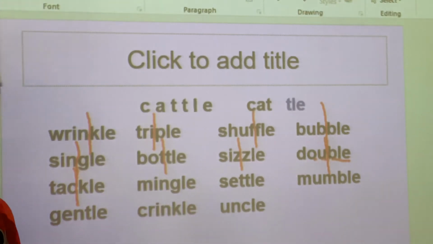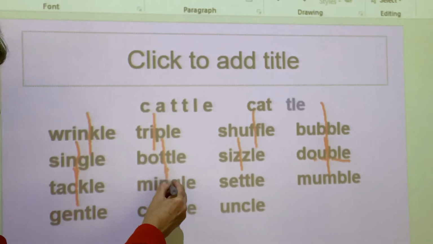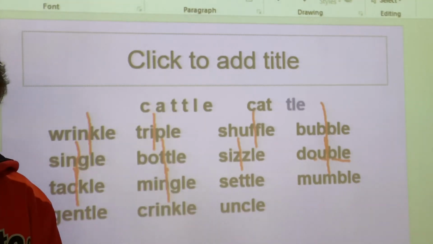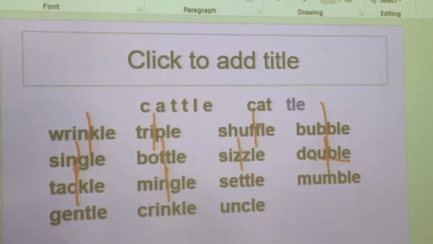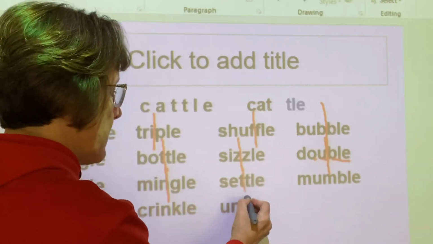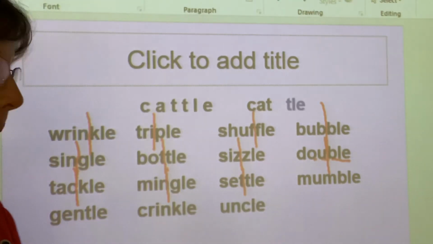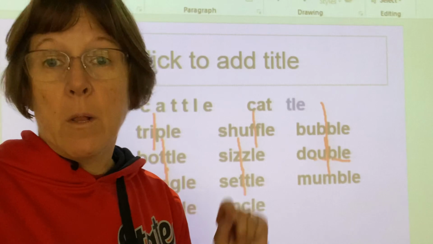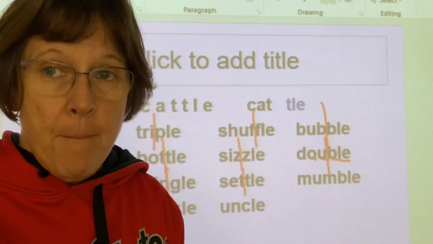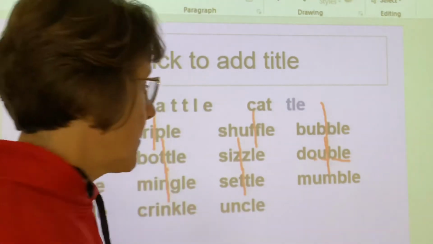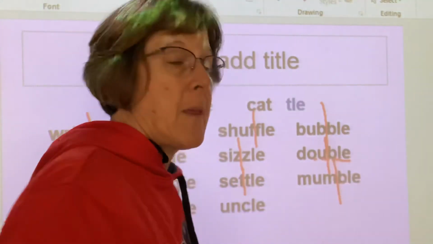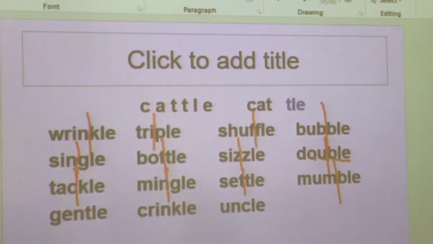Mingle. Keep that G with the LE, split it between the N and the G. Mingle. Settle, between the two T's. Mumble. Mum, bull. So you would separate it between the M and the B. Mumble. Gentle, between the N and the T.